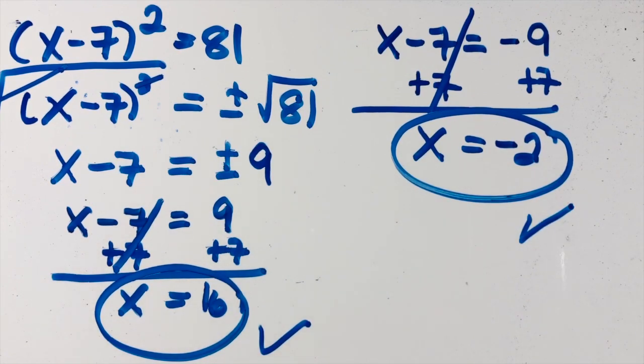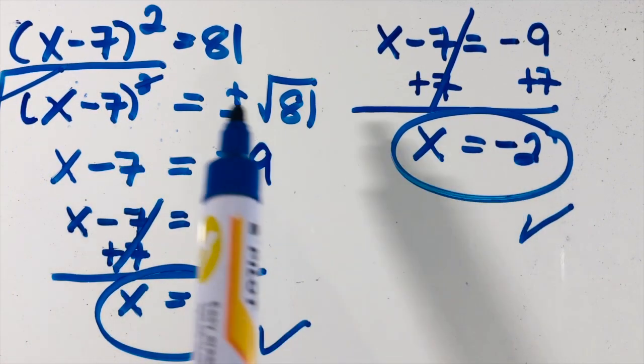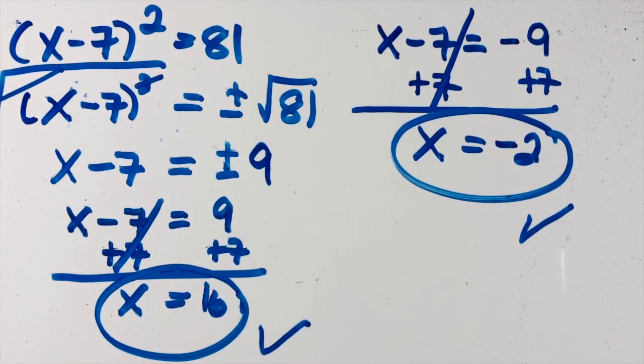So if you want to know if 16 and negative 2 are the real solutions, you can check by plugging in 16 to the original equation and negative 2 to the original equation. When they are equal, therefore, our solutions are true.